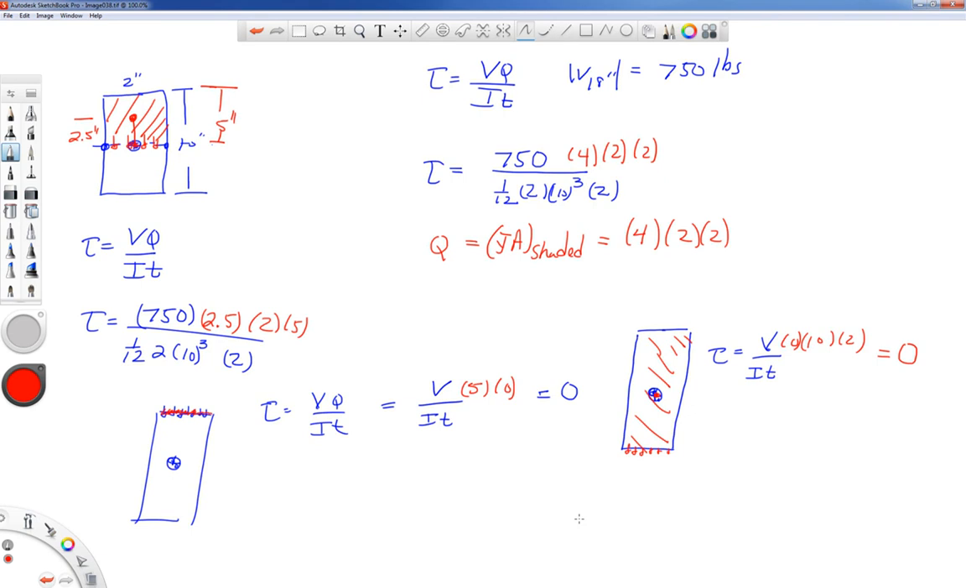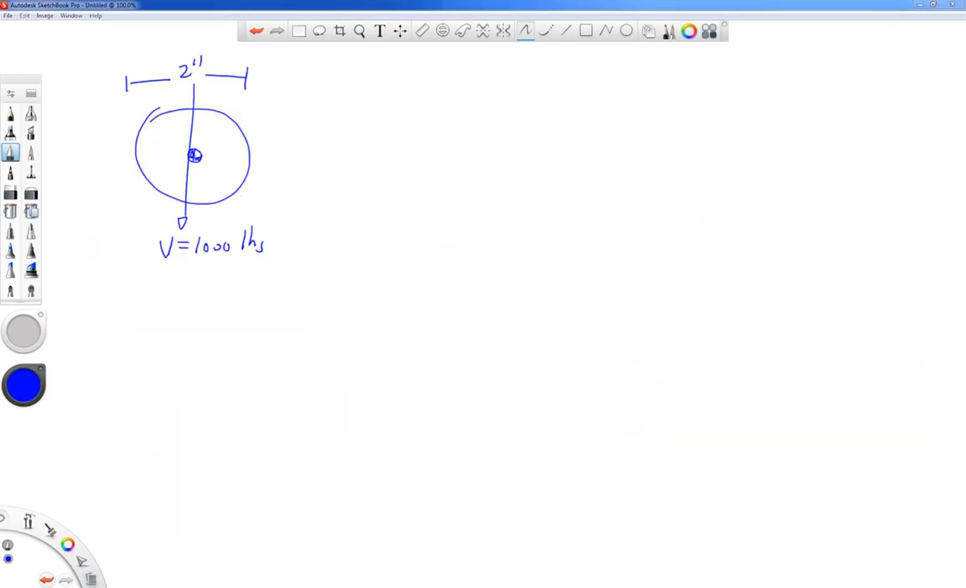All right, so we did rectangular cross sections. Let's take a look at a circular cross section. We're going to apply our formula. Tau is equal to VQ over IT. And I just drew a circular cross section with a 1,000-pound force. It's a 2-inch diameter bar, so I can automatically write down, here's my 1,000 for my V. My I for a circle is pi over 64, diameter to the 4th power.